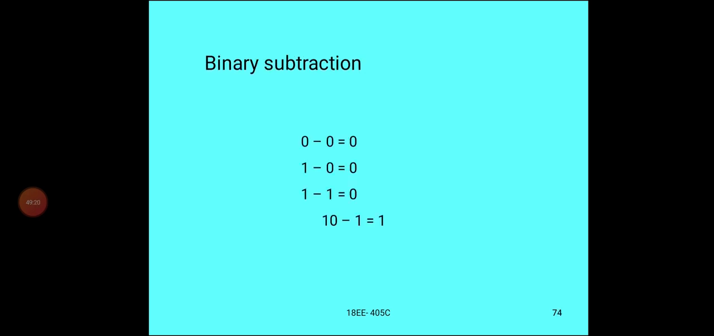Binary subtraction: 0 minus 0 is 0. 1 minus 0 is 1. 1 minus 1 is 0. 10 minus 1 is 1. Here a borrow is taken.